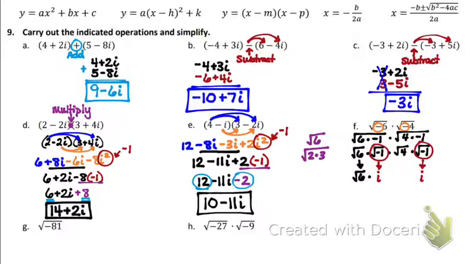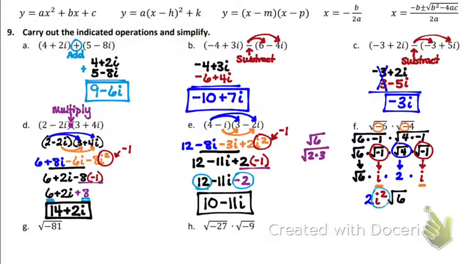What about square root of 4? Is that one that we know the square root of? Yeah. What is the square root of 4? 2. So I'm going to multiply these pieces together. What is I times I? I squared. Okay, so I have 2 I squared square root of 6.